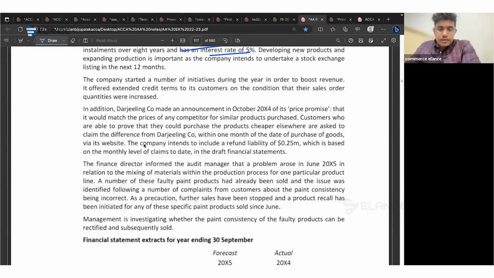via its website. The company intends to include a refund liability of 0.25 million, which is based on the monthly level of claims to date, in the draft financial statements. So tell me, guys, what are the risks here?